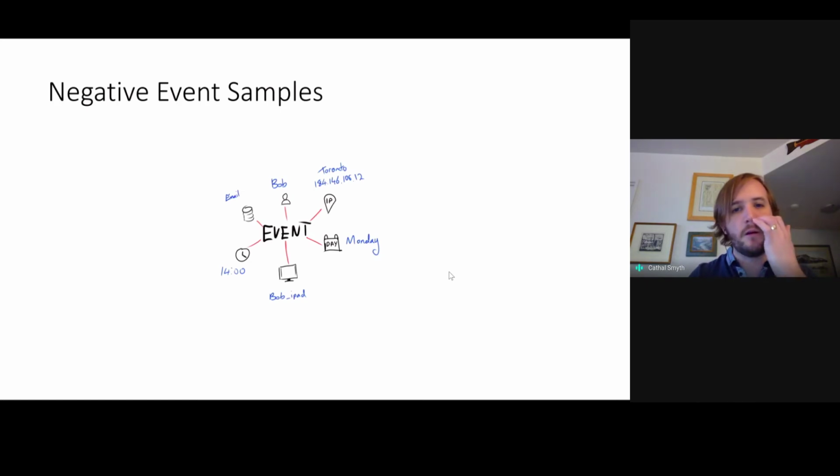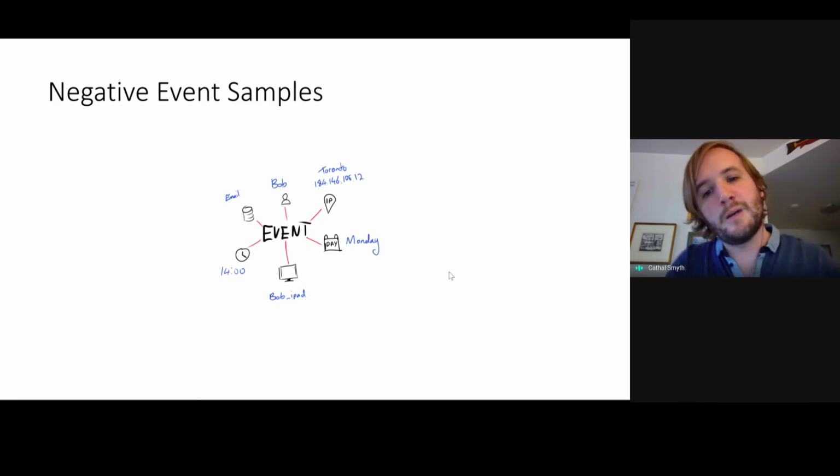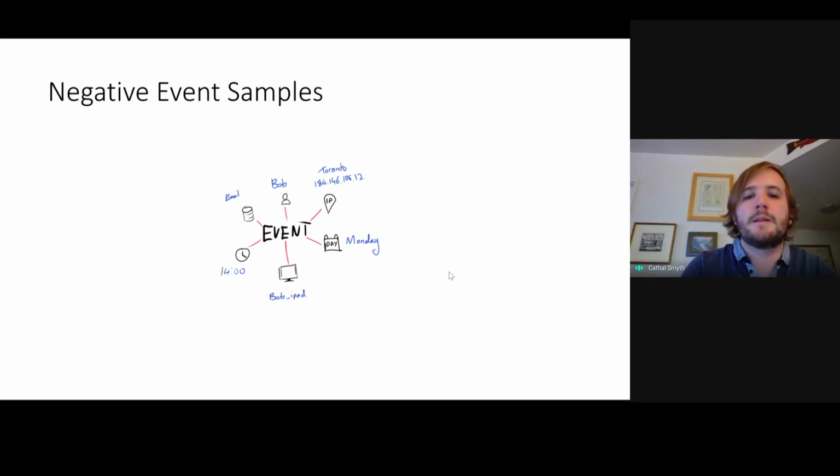Okay, so here's an example of maybe creating a negative sample for event detection. In this event here, we've got Bob, and Bob is using his iPad, and it's a Monday at 2 p.m., and he's logging into his email from Toronto with this IP address. Okay, so that is a normal event. Bob likes to use his iPad to check his mail. He works Monday to Friday. It's 2 p.m., so he's just after coming back from lunch or whatever. So this is all very, very normal for our data.